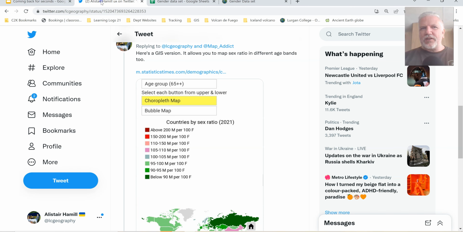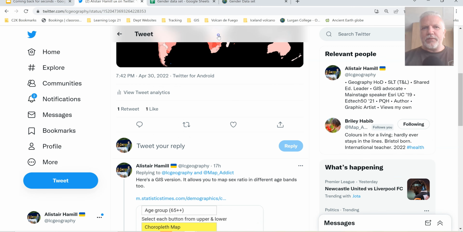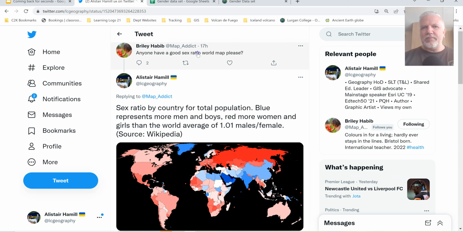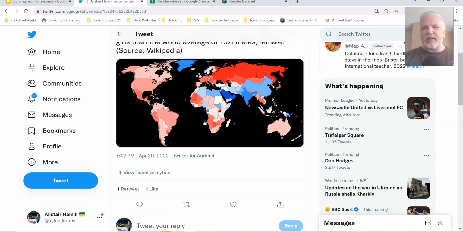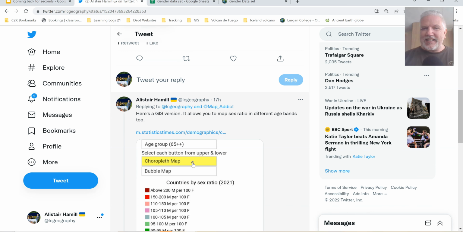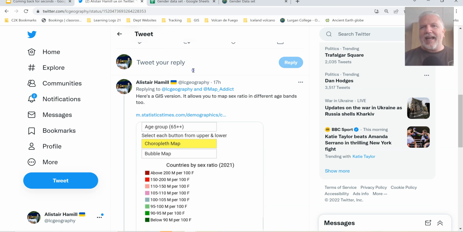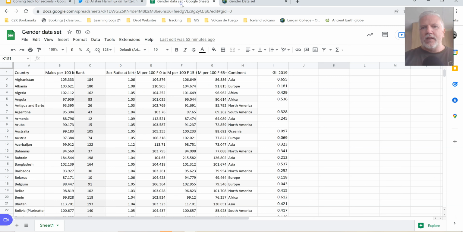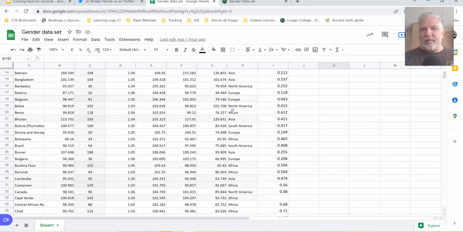And indeed, it was a tweet just over the weekend from Briley, who was asking, does anybody have sex ratio world maps? As I had a wee look around to see what I could find, as is often the case these days, I was able to find one that included the actual data set itself. So I was able to bring that into a spreadsheet, and what you discover here is that this is, first of all, a very, very big data set.